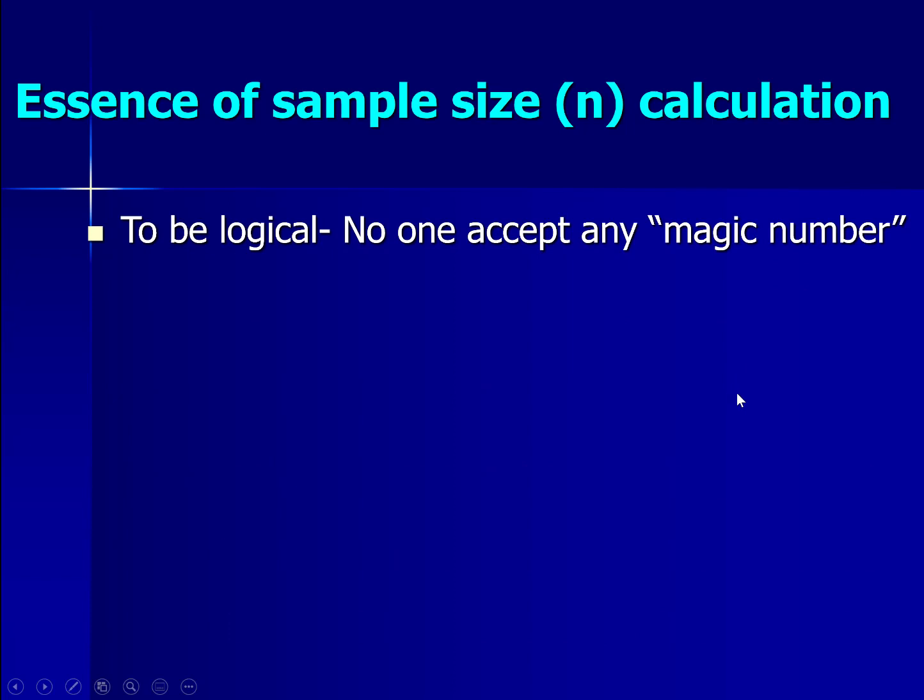So the first thing is to be logical, because no one accepts any magic number. Say, I want to study 30 participants, 100, or even the whole available subjects that the researcher has. There is no such thing.